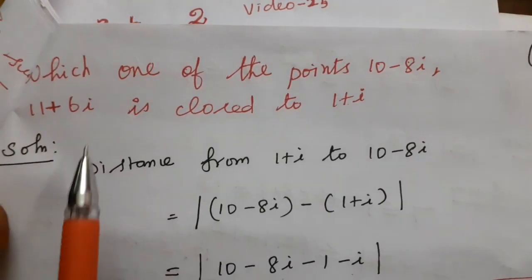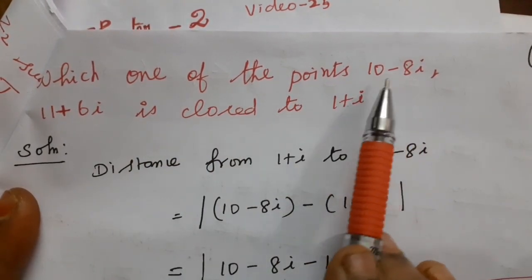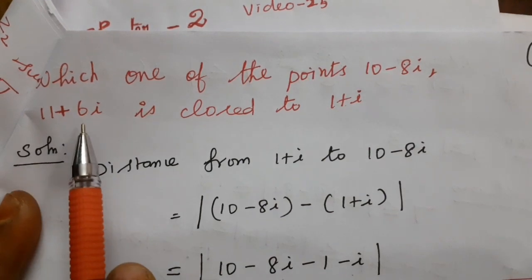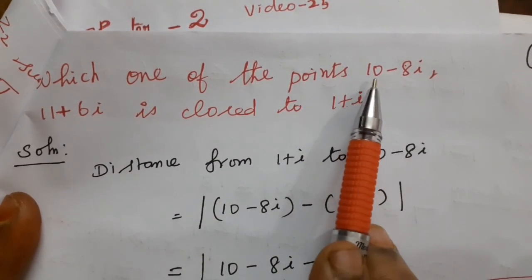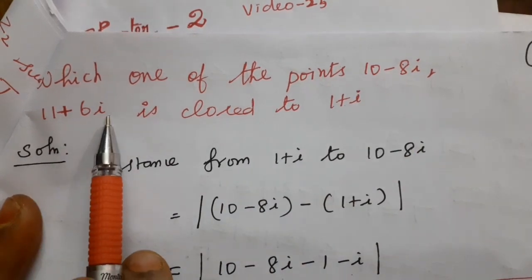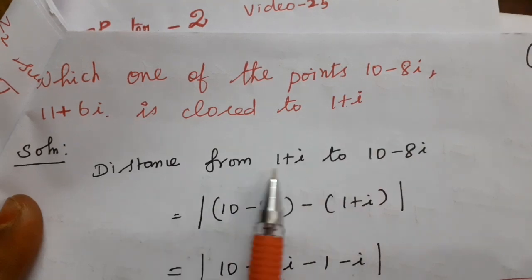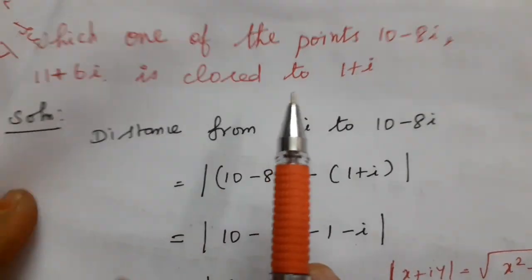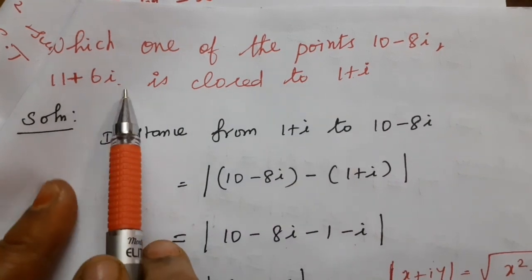In exercise number 2.5, I am going to teach one more sum. Which one of the points, 10 minus 8i or 11 plus 6i, is closest to 1 plus i? See which one among the complex numbers 10 minus 8i and 11 plus 6i is closest to 1 plus i. So that is nothing but the distance from 1 plus i to 10 minus 8i, similarly 1 plus i to 11 plus 6i.